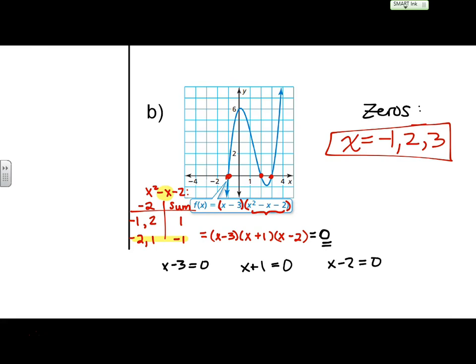So Ian, if they give us a graph, the problem isn't to factor. But eventually we're going to get to solving these by hand, and we actually have already been there, where we factor as much as possible and set each factor equal to 0. This is another way of finding the zeros. There's 3, there's -1, there's 2. So those are the 3 that show up in the graph.